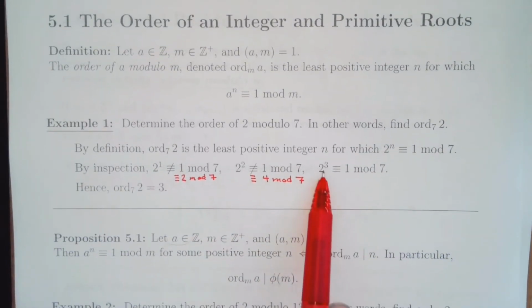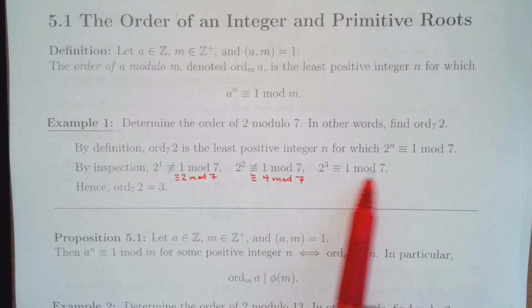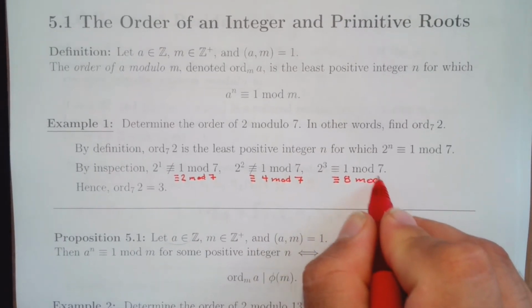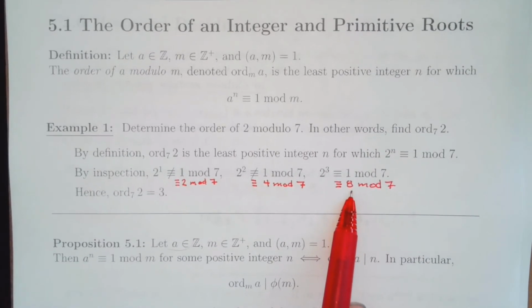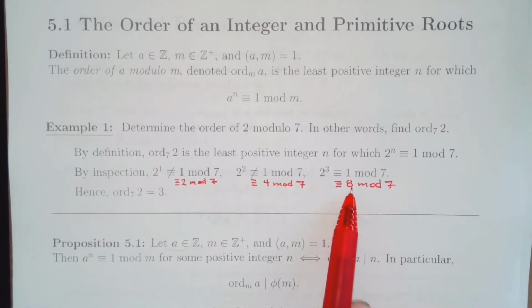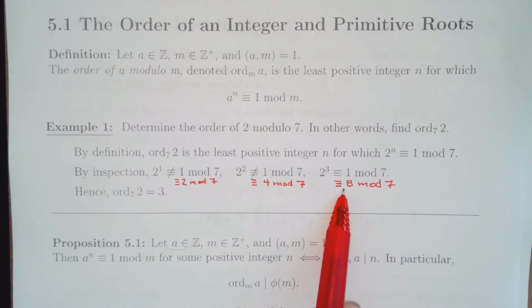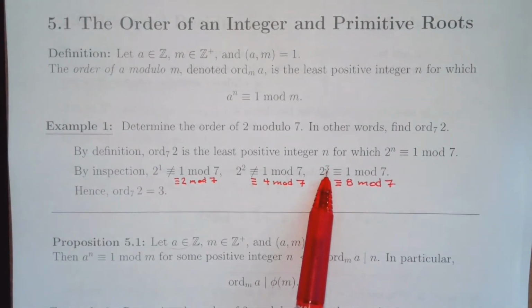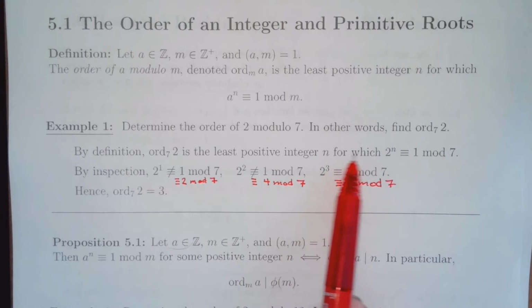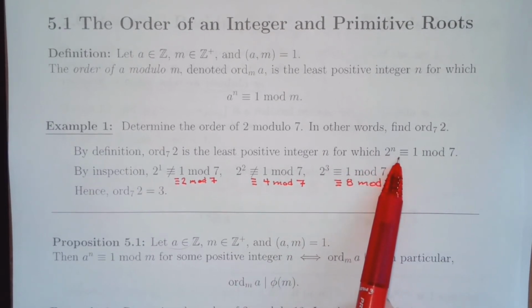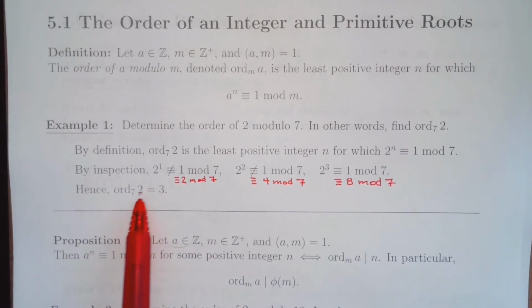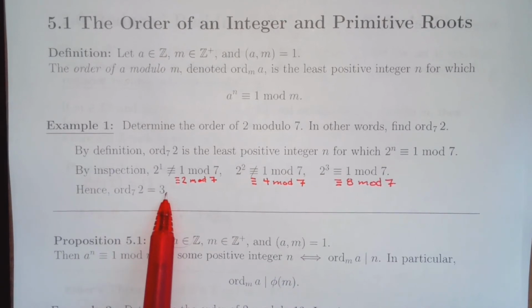We know that it is equivalent to 4 mod 7. And what about 2 to the third power? 2 to the third power is equivalent to 1 mod 7 because it is equivalent to 8 mod 7, which has a remainder of 1 on division by 7, or we can say 8 is 1 more than 7. So, because this power of 3 is the least positive integer n for which 2 to the n is equivalent to 1 mod 7, then we say that the order of 2 modulo 7 is 3.